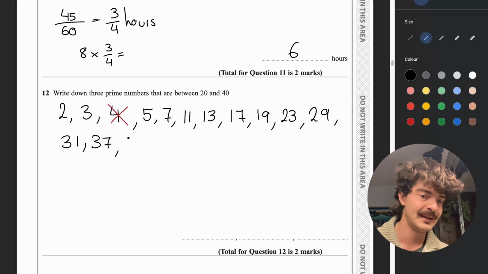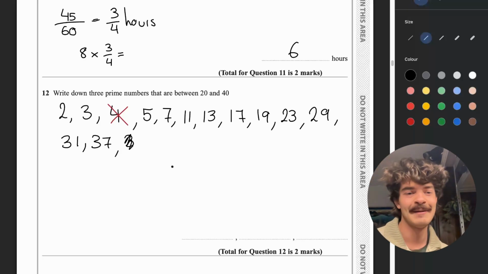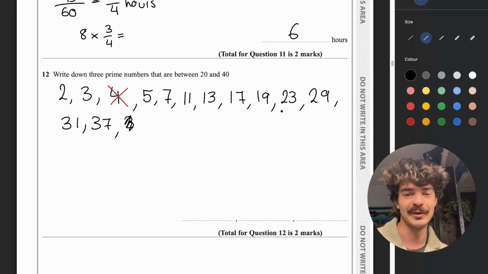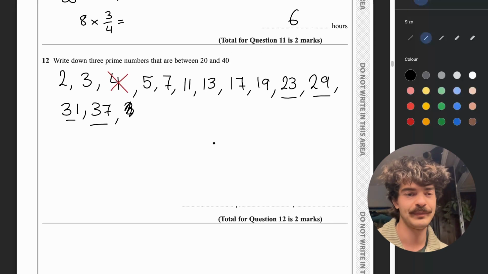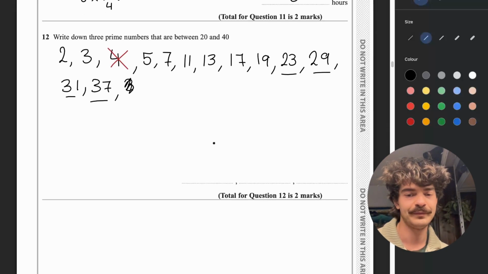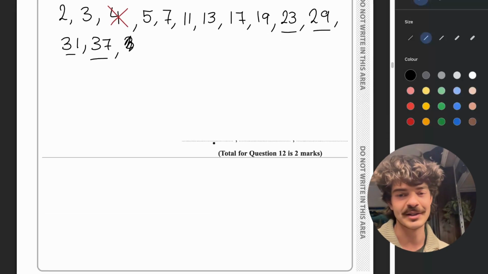37. Not 39. Oh, even I was almost getting caught out there. So yes, you've got 4 to choose from: 23, 29, 31, or 37. So any combination of 3 of those is fine.